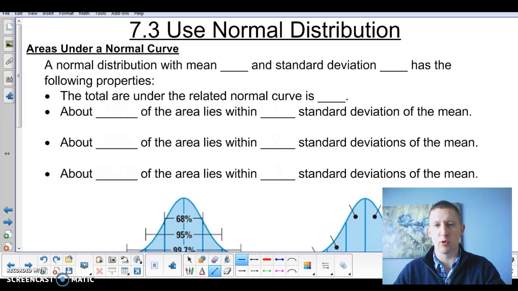All right, in this video, we're going to be looking at using the normal distribution. So if I'm looking at a set of data that happens to have a normal distribution, then we're able to use the idea of a normal curve. Now, another phrase that you'll hear to describe what we're talking about today is the idea of a bell curve.